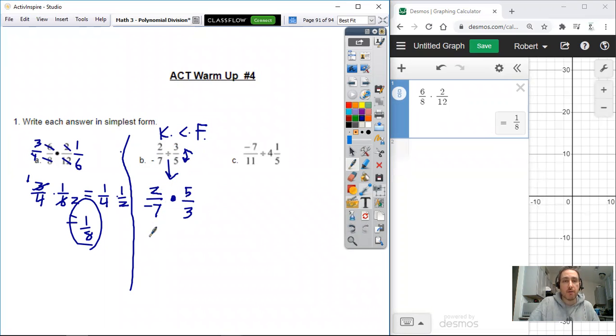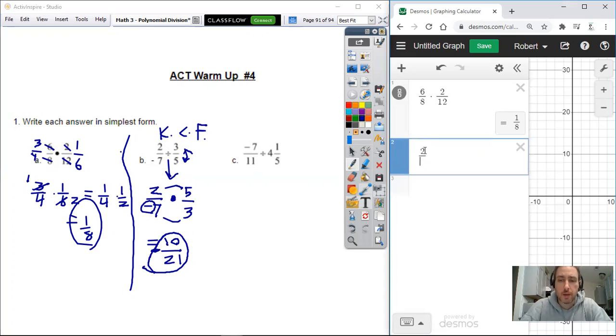So 2 times 5, that's going to be 10. 7 times 3, that's going to be 21. And you have one negative, so the whole thing is going to be negative. So it's really just negative 10/21. We will check in here.